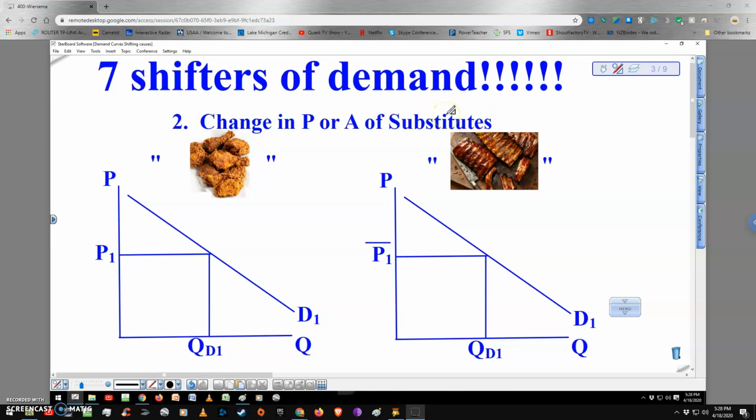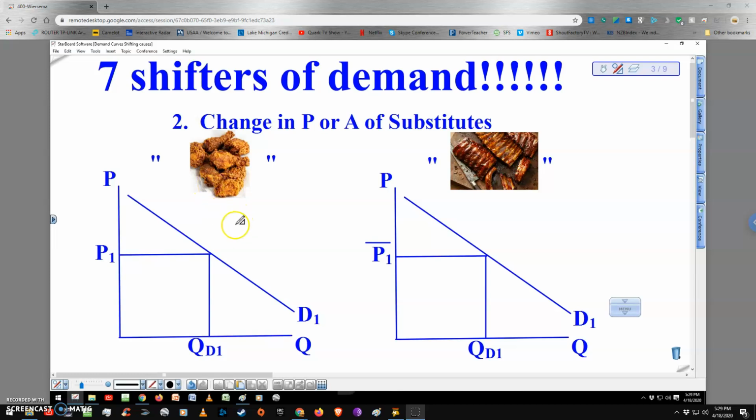Substitutes, one thing or the other. Fried chicken, pork ribs, spare ribs. Holy cow, I think I'm hungry. Spare ribs, fried chicken. I mean, really, I don't know what's better. Steak, too, I guess, but we're keeping it simple. So here's chicken, fried chicken, KFC, Popeyes, whatever.